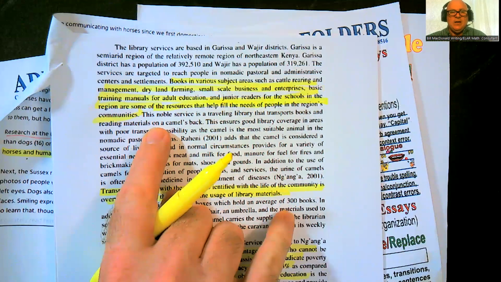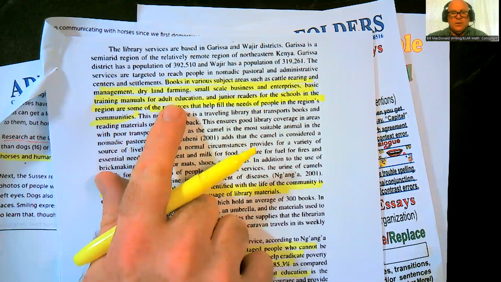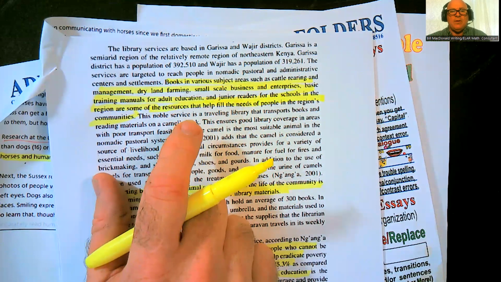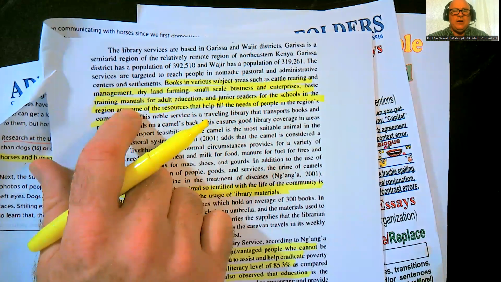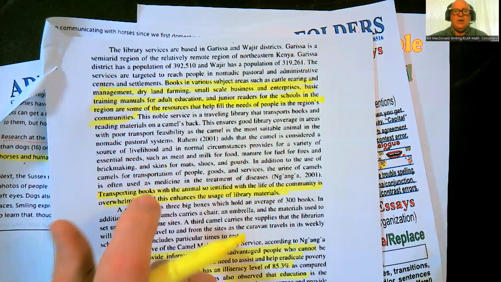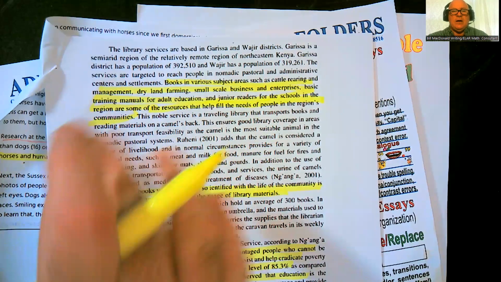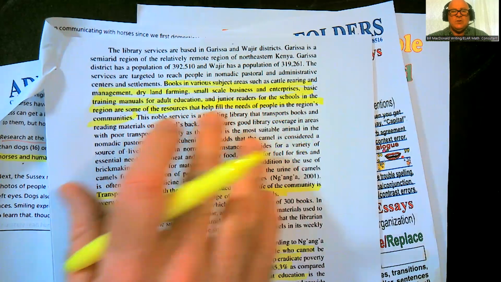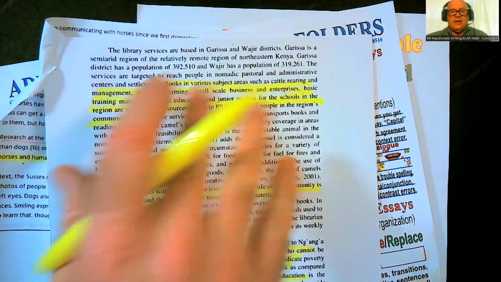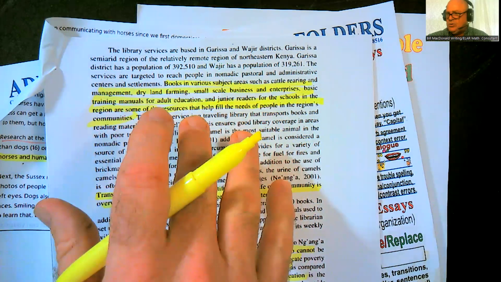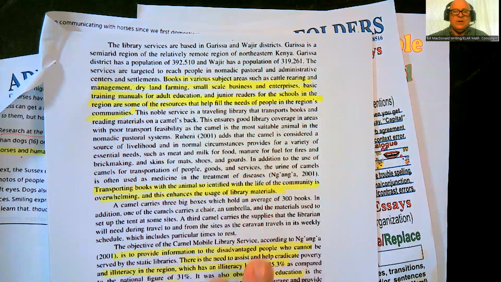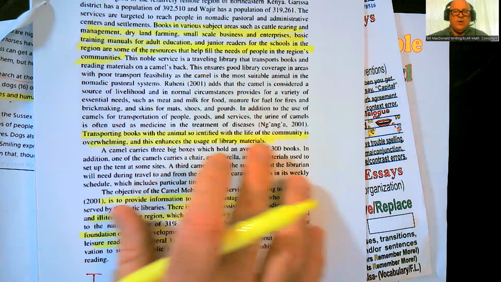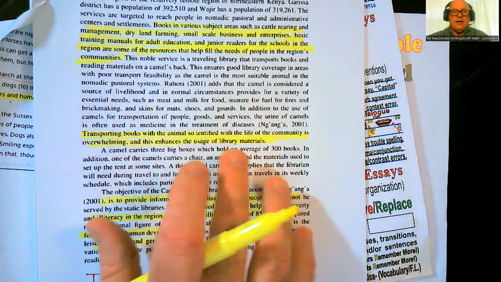So you can say it helped people start businesses. The Camel Library had basic training for adult education. The Camel Library helped with education of kids in schools. So it all had to do with education, using books, transporting the books with the animal, so identified with the life of the community is overwhelming, and this enhances the use of library books.